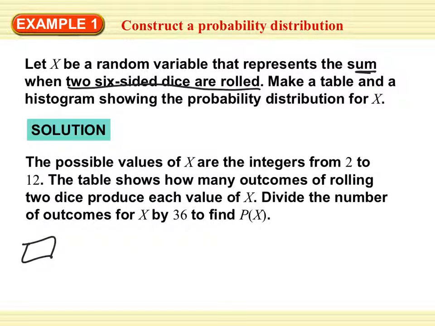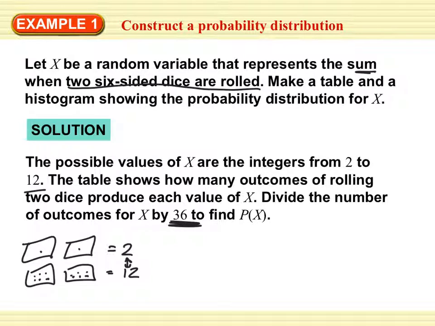So you roll 1, you can get a dot and a dot. So that's going to be our 2. And then all the way up to 12. So if we roll 1, 2, 3, 4, 5, 6, 1, 2, 3, 4, 5, 6, then we get a 12. And the possible answers are everywhere between 2 and 12. The table shows how many outcomes of rolling 2 dice produce each value of x. Divide the number of outcomes for x by 36 to find the function p of x.